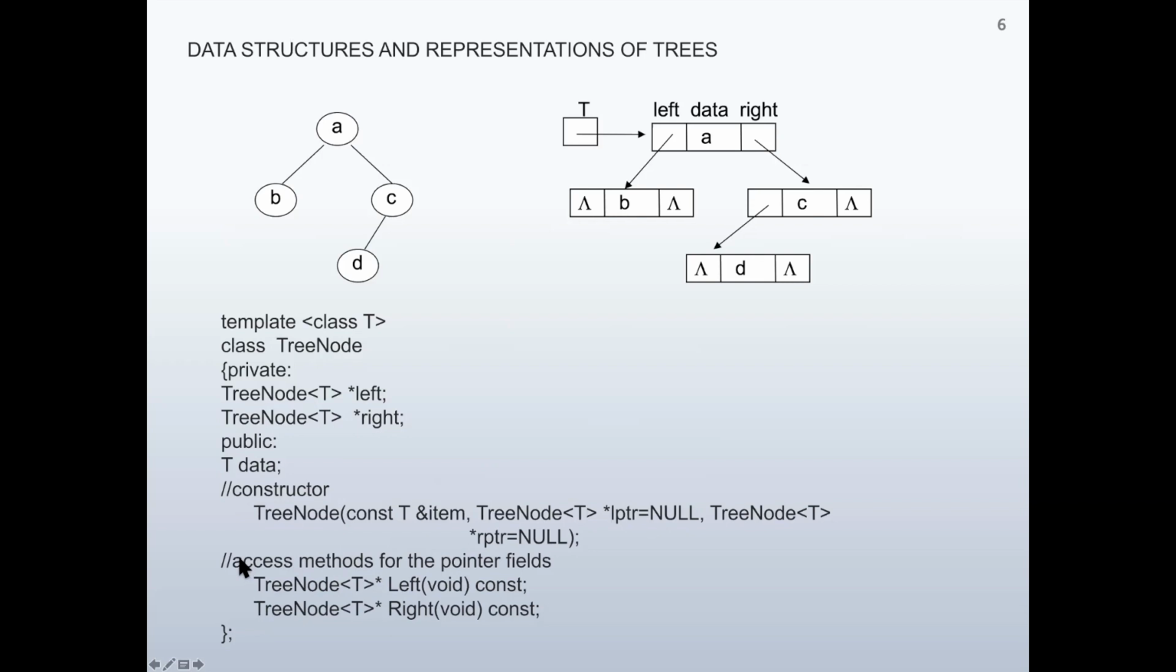We have access methods for the pointer fields, which are tree node pointer. This is the return value. The name of the method is left. There is no input here. It's a constant method. And similar for the method right. It's a constant method. There is no input. And it returns the right field of the node. Notice that data is public. Because of that, there is no need to write methods for getting data or storing data, which may be accessed directly outside of the class.